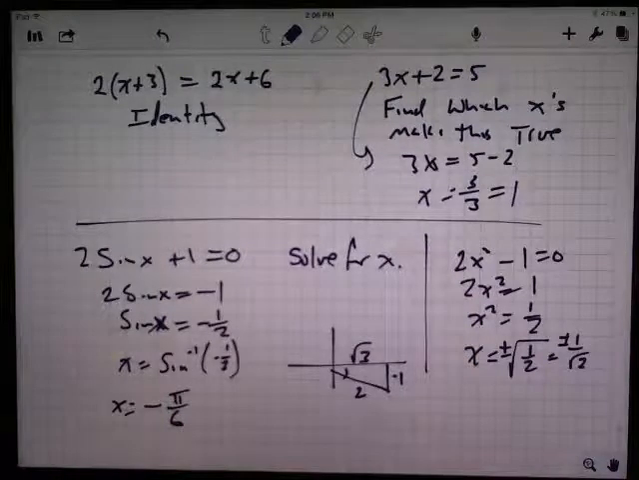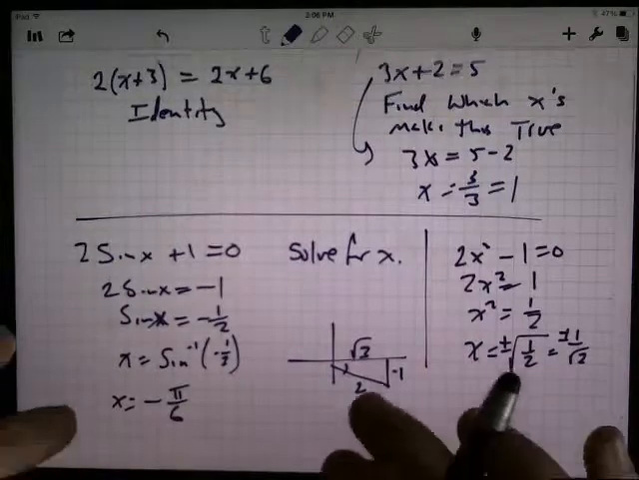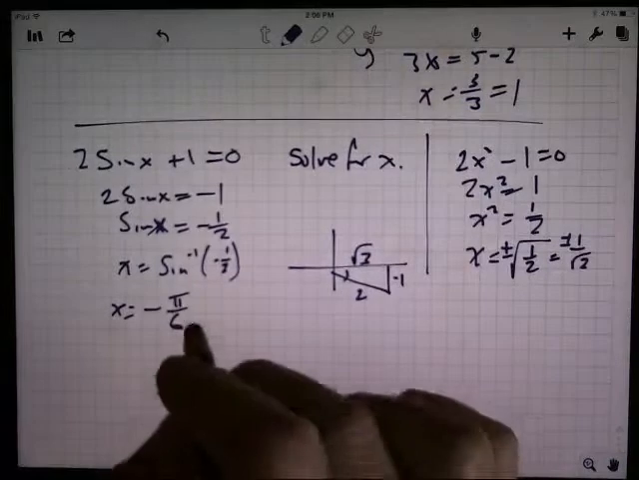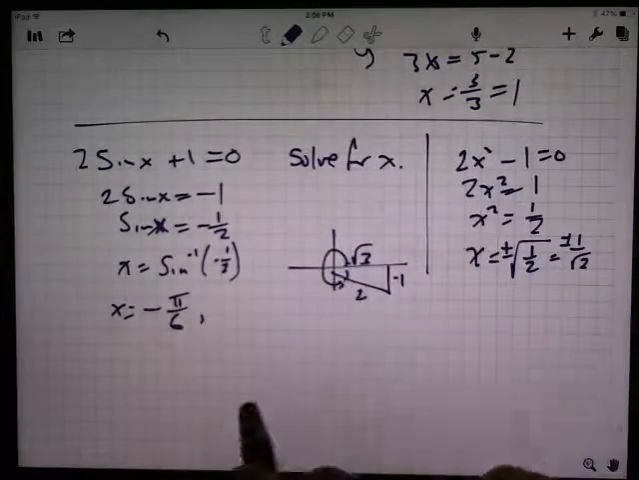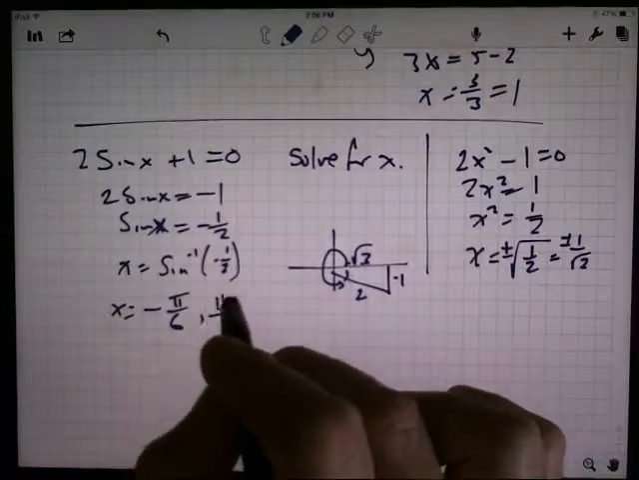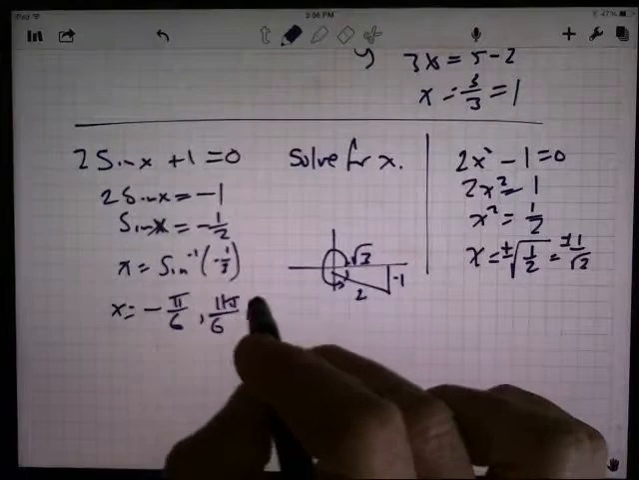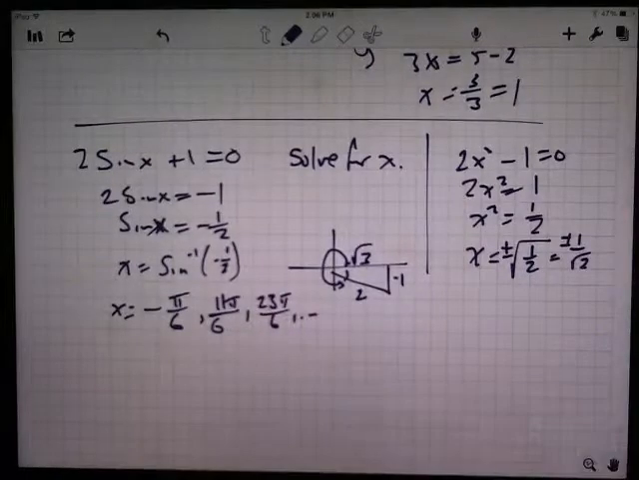If you ask your calculator what's the sine inverse of minus a half, it's going to give you this answer. It's going to say minus pi over 6. It may give you it in decimal form, but still, that's what it's going to give you. There are other angles, though. In fact, any angle coterminal with that would also be a solution. So if I went around this way, that would be 11 pi over 6. Or if I went around again, that would be 23 pi over 6, and so on, right?